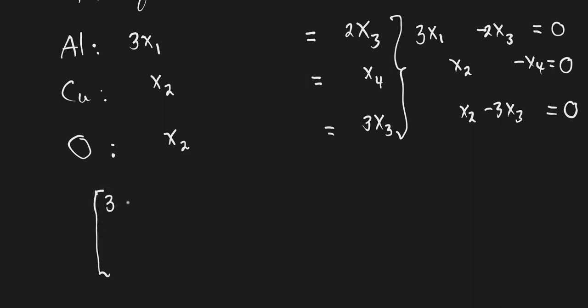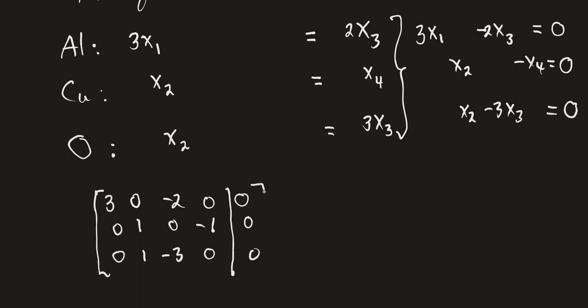So we have 3, 0, negative 2, 0, 0. Then we will have 0, 1, 0, negative 1, 0, and 1, negative 3, 0, 0. Let me put my zeros in there and there, right? So that's our augmented system. And notice that this system now has that additional property where all the B's are equal to 0.